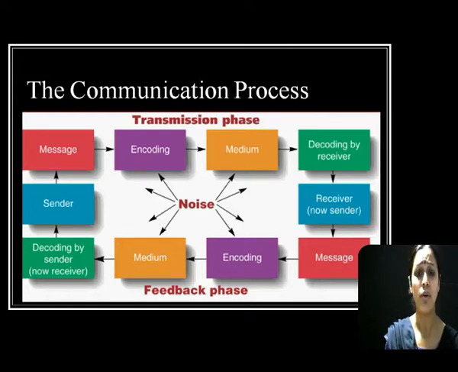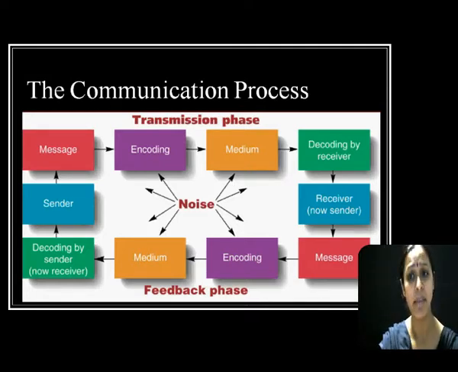Once the message is encoded, we require a medium to send that message. For example, on which medium, which channel, are we sending our message to the receiver? Once the channel has been identified by the sender as suitable for sending the message to the receiver, the message is sent through that medium. After that, once the medium has been finalized, the receiver starts decoding that message. Once the receiver decodes that message, he understands it and gets the message very well.